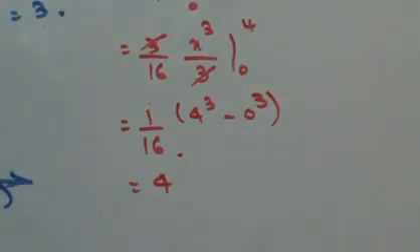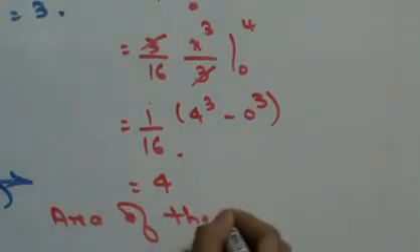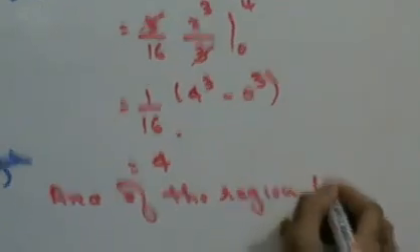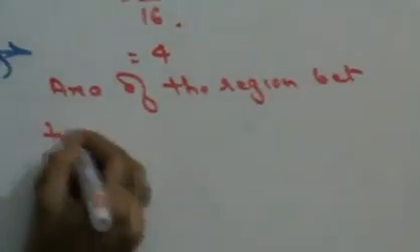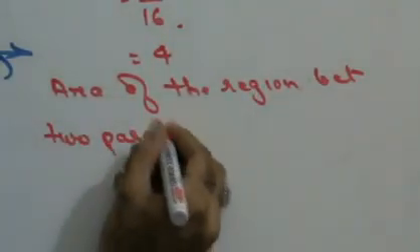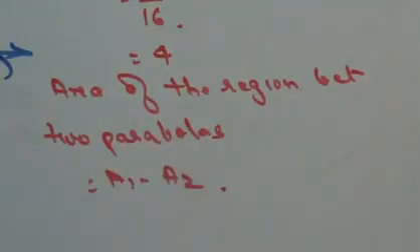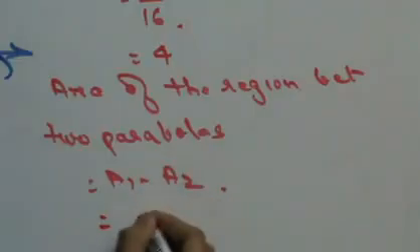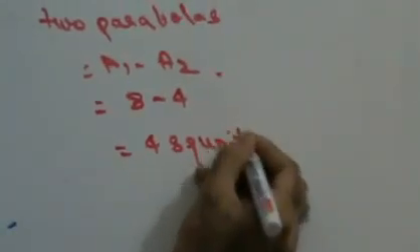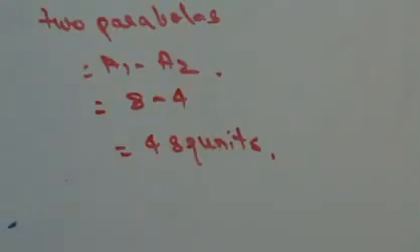In that case, what is the area of the shaded region? The area of the region between two parabolas is going to be nothing but A1 minus A2. Do we get this clear? A1 you found out as 8, A2 you found out as 4 square units. So the area of the region between the two parabolas is going to be 4 square units.